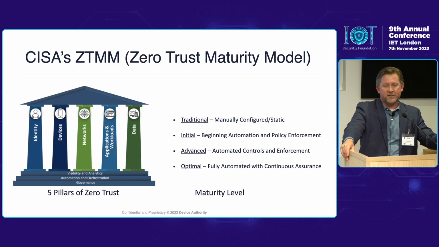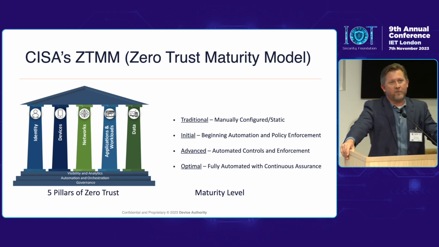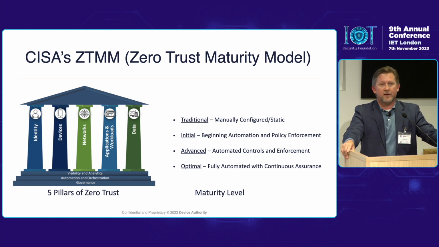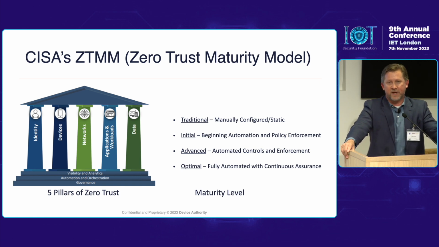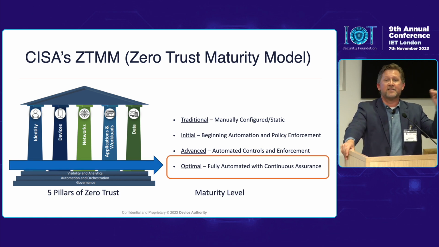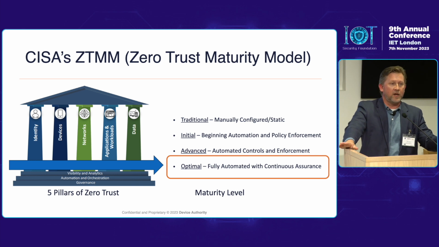And so for zero trust, at least in the US, CISA has released this zero trust maturity model, which I think most people are familiar with, that looks at how we take into account identities, devices, the networks that they're connecting to, the applications they're talking to, and all the data they're generating, and have some accountability and some trust built in. And ultimately, the highest level, the optimal stage, requires full automation and continuous assurance of those identities. So this is what's driving the market today.